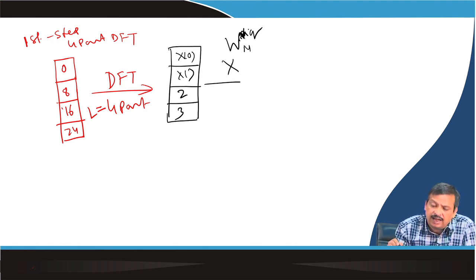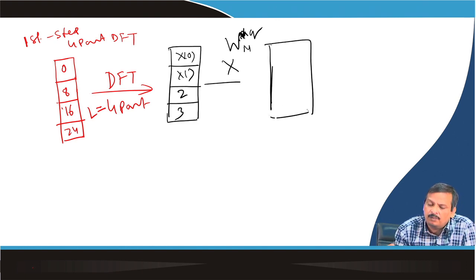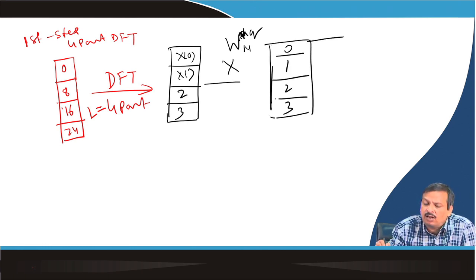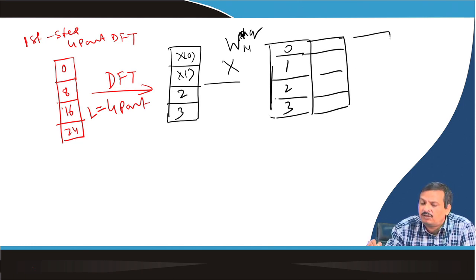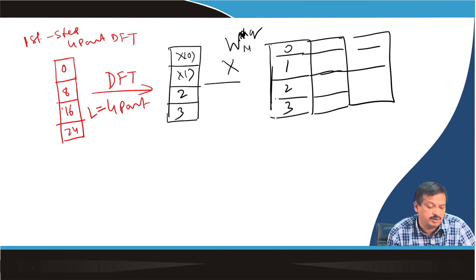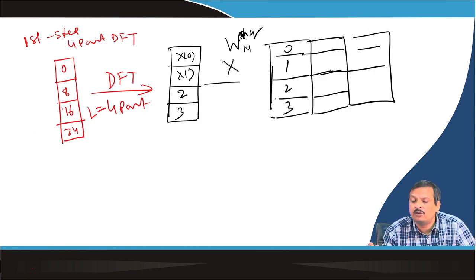Then again the data will be stored in column 0, 1, 2, 3. Now again for the next column data, then for the next column data. So how many columns do I have? There will be 8 columns. So there will be 8 such columns.